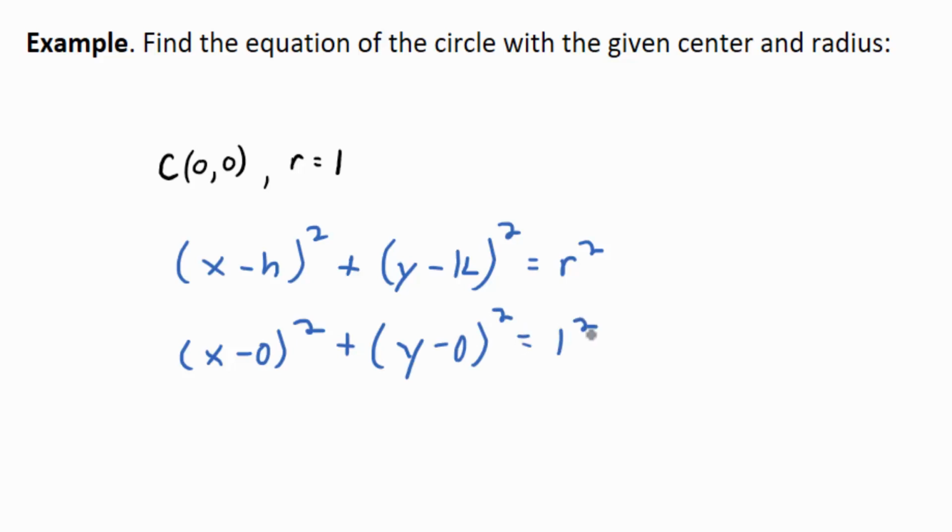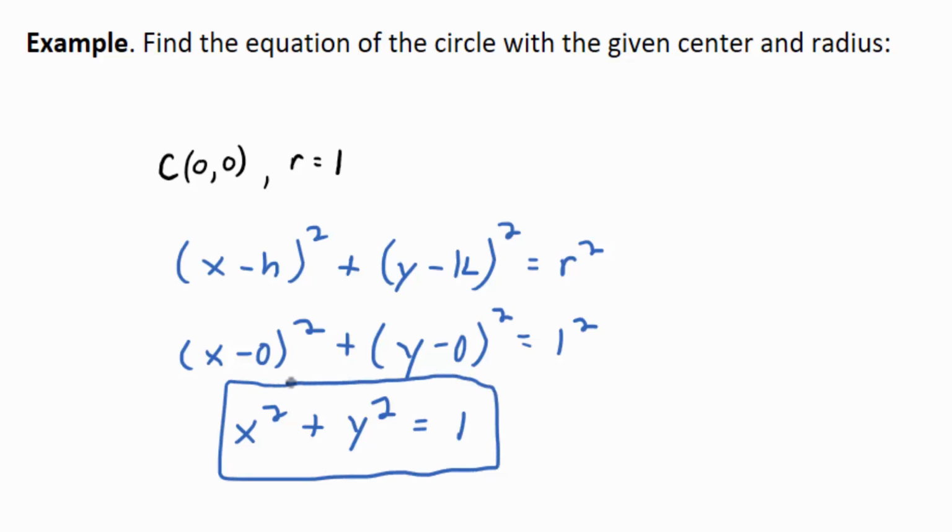Yeah? But then how are you going to write it? You're not going to write x minus 0 squared. You're going to write x squared, and then y squared, and then 1 squared, or just 1, right? Okay. So x squared plus y squared equals 1.